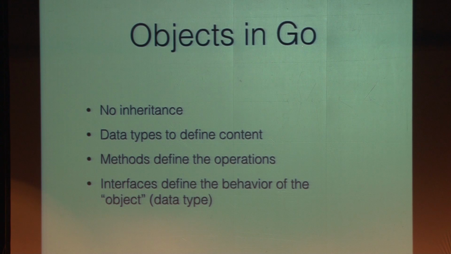Objects in Go: there is no inheritance. Data types define the contents and methods define the operations. So an interface defines the behavior of the object.